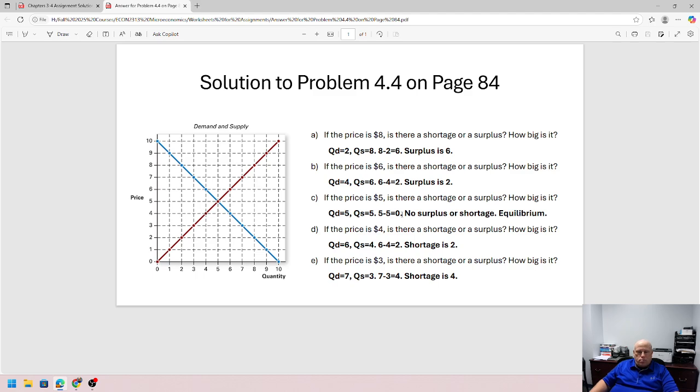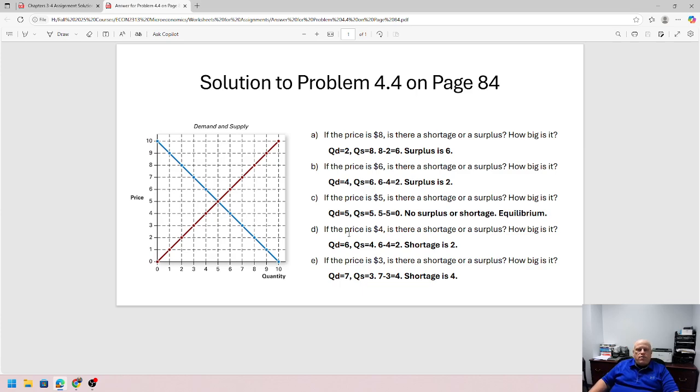Then the third part of this problem asked you if the price is $5, is there a shortage or a surplus, and how big is it? Well, in this case, at a price of $5, that is actually the equilibrium point. So there is no surplus or shortage, and the way you would calculate that is, the quantity demanded and quantity supplied are both 5, and so you would take 5 minus 5, which would be 0. So that means there is no surplus or shortage. That is what we call the equilibrium point in economics.